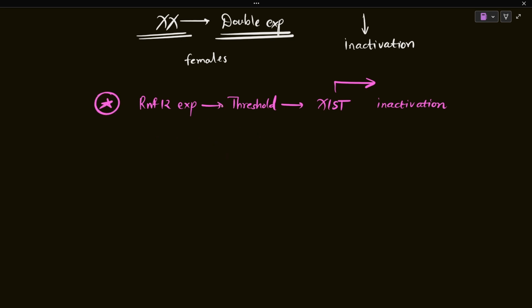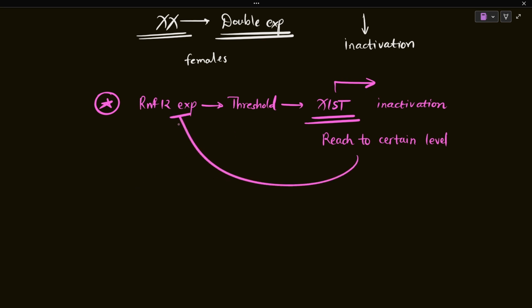Okay, there's one more thing: when Xist levels reach a certain level, this leads to the silencing of RNF12. So when Xist is activated in enough amount, it leads to the silencing of RNF12. Now pause the video and think about it. Why is this extra step, the silencing of RNF12, required? Think about it. You have RNF12 and it is going to activate Xist, and this Xist is going to inactivate the X chromosome, but you only need to inactivate one X chromosome.